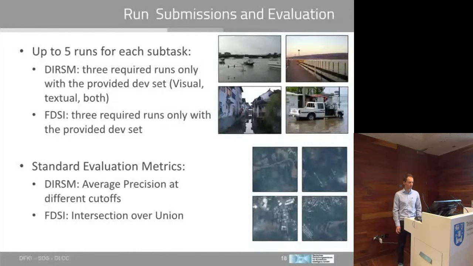For our task, we have 5 runs for each subtask. For the first task, we considered different modalities: visual only, metadata, and a fusion of both. For the second task, we had 3 required runs just using the provided satellite information, and in the last 2 also incorporating other data, for example depth information, elevation maps, topological maps, or even other satellites. So it was very open. We use standard evaluation metrics: for the retrieval task, average precision at different cutoffs, and for the segmentation, the standard intersection over union.